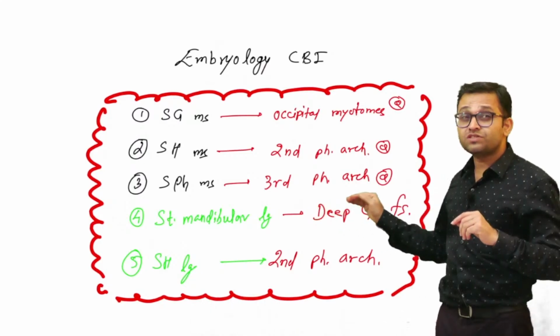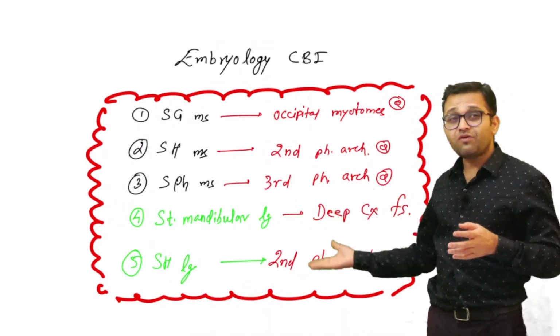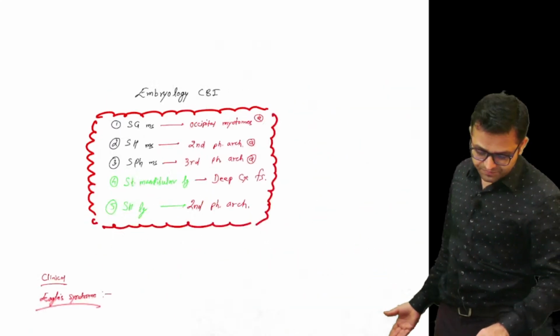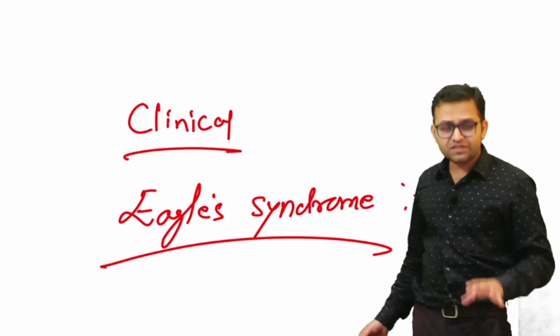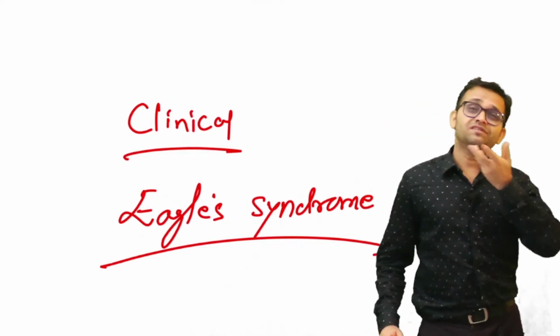And last is the stylomandibular ligament, which is a derivative of the deep cervical fascia, and the stylohyoid ligament, that is second pharyngeal arch. You have to remember this one clinical condition, Eagle's syndrome. It is very important for the clinical aspect and neck surgery, the different relations.